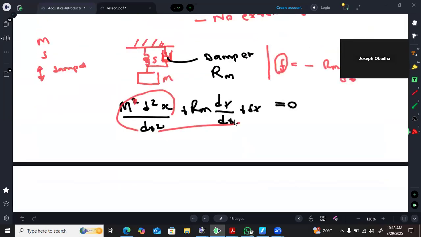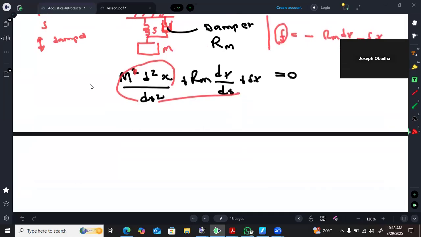So in this new equation, you can see we can write it as d squared x by dt squared plus Rm over m dx by dt plus S over m x is equal to 0.